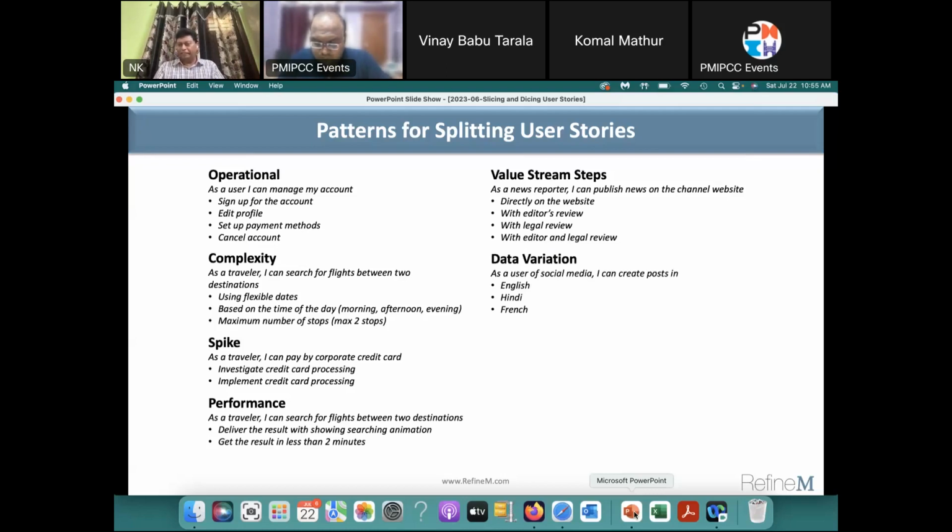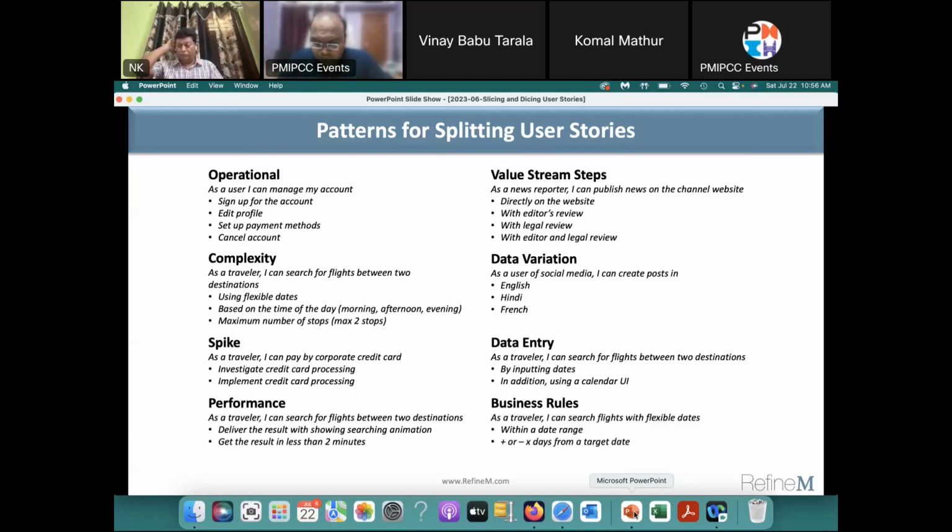And then data variations, different languages, regions. So we can have stories written for data variation, data entry. One is that you enter the data, the other is using the calendar UI. So you don't have to do both together. You can split those into two stories. And the last one here is a business rule. You can pick the business rule and split stories based on the business rule. So I have put here 8 different scenarios. I have seen that about 90% of stories have one or more of these.